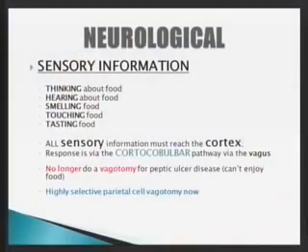Yeah, absolutely. So sight. All sensory information must reach the cortex. All sensory information must reach the cortex via the corticobulbar pathway. No longer do we do a vagotomy for peptic ulcers, because we do what's now called a highly selective parietal cell vagotomy. The problem is, as I told you the other day, if I cut that vagus nerve, they're going to lose all that sensory information. They're going to think about food. They're not going to smell food the way they get that deriving pleasure. And these people would starve themselves to death.